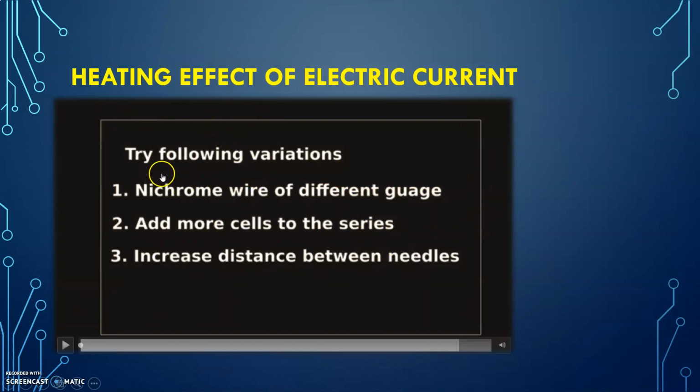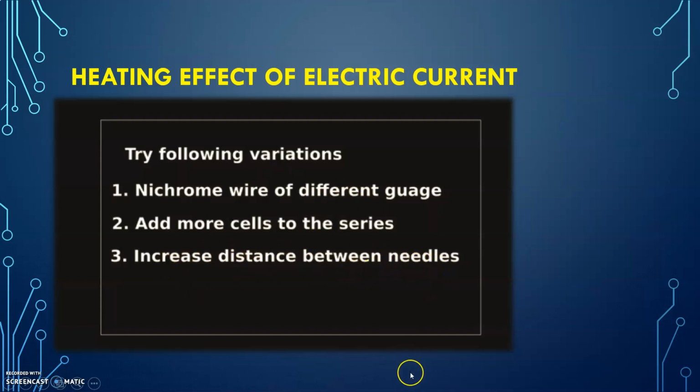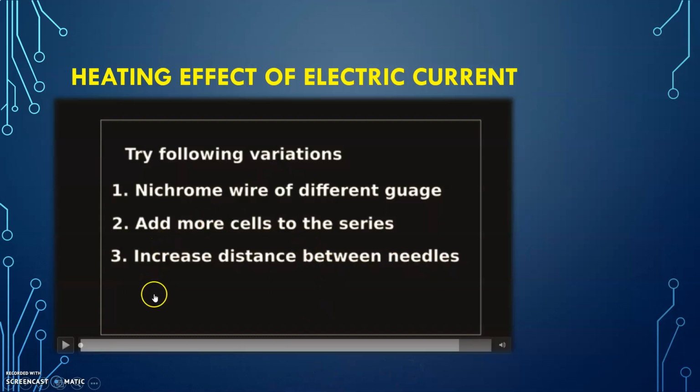We can try it with a different gauge, or by adding more cells, or we can also increase the distance between the needles, right? The same thing you can do with a copper wire instead of nichrome wire, which is a resistive wire, and see what happens there.